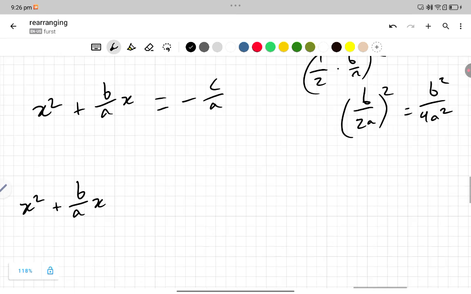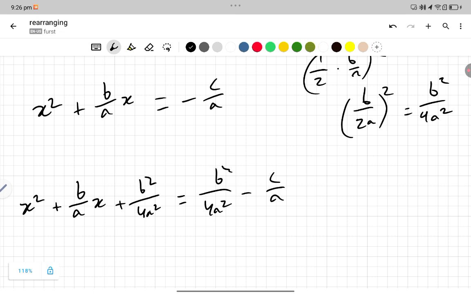And I want to add plus b squared over 4a squared. And yeah, whatever you do to one side, you have to do to the other side. B squared over 4a squared minus c over a. And let's combine the right fraction, just because I want to.